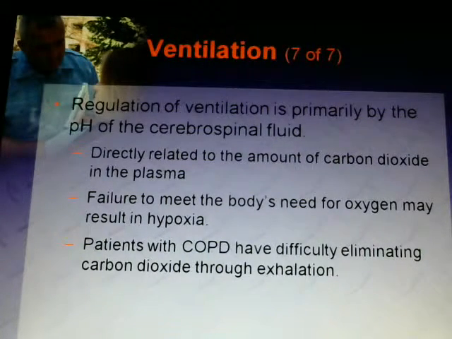Regulation of ventilation is primarily by the pH of the cerebrospinal fluid. This is directly related to the amount of carbon dioxide in the plasma. Failure to meet the body's needs for oxygen may result in hypoxia. Hypoxia is a word that you hopefully will have picked as one of your vocab words for this chapter, and we'll talk about that in a couple minutes. Patients with COPD, or chronic obstructive pulmonary disease, have difficulty eliminating carbon dioxide through exhalation.